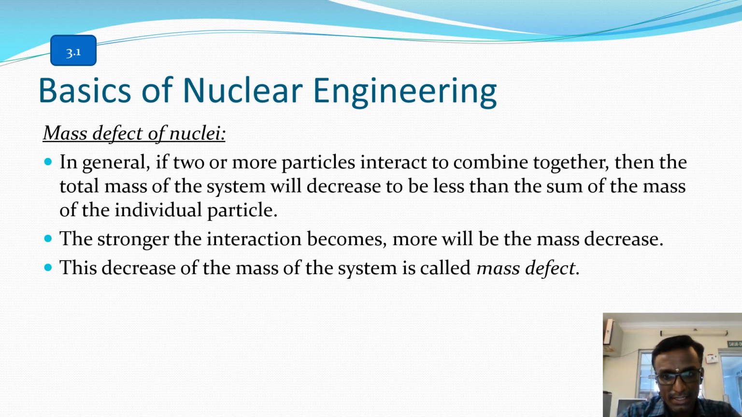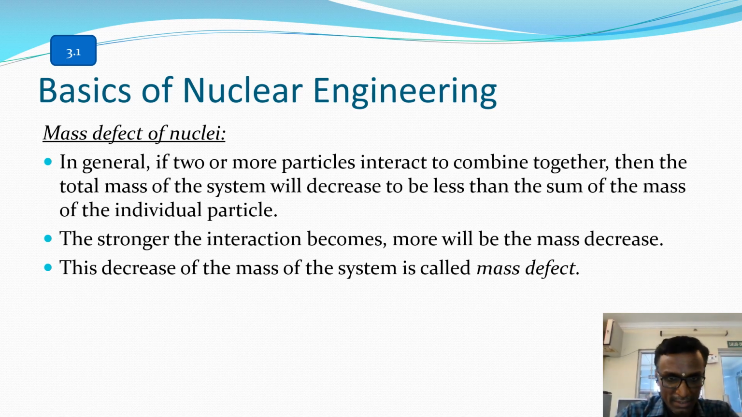Clear? So if we take 10 as the total sum of the components, that 10 will not be formed during the formation of the mass defect. The 10 will not be the final value arrived at for the mass defect of the nuclei. The stronger the interaction becomes, the more the mass decreases. When we have a very strong interaction between the particles, obviously we will have a mass decrease, right? This decrease of the mass is called the mass defect.